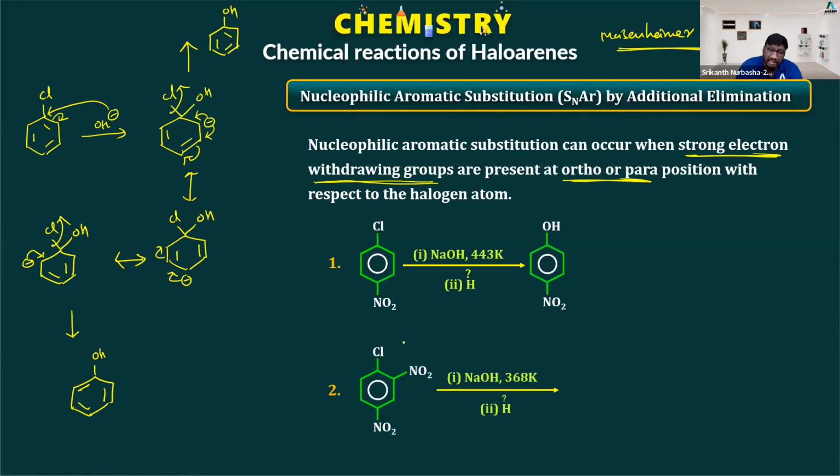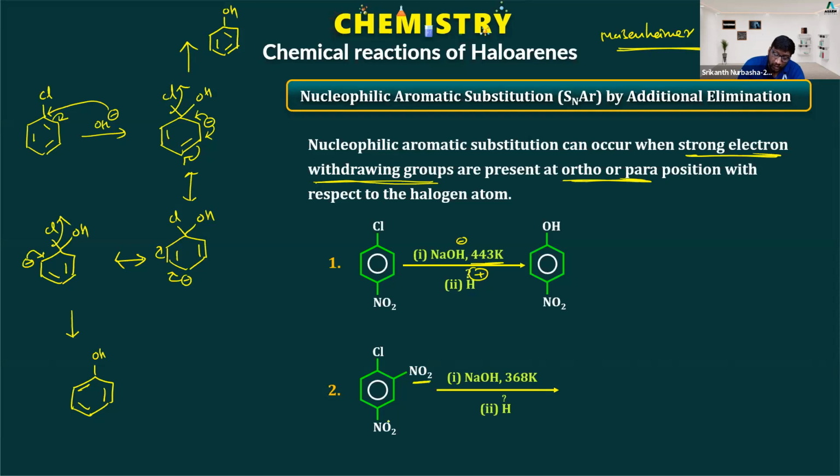So greater the number of electron withdrawing groups, greater will be the rate. Like if you have only one NO2 group at the para position in chlorobenzene, you have to treat with NaOH. OH minus acts as a nucleophile, nucleophilic aromatic substitution happens, but you have to maintain a high temperature, 443 Kelvin, and then do the H plus acidification. If you maintain the high temperature like 443 Kelvin, then this reaction will happen.